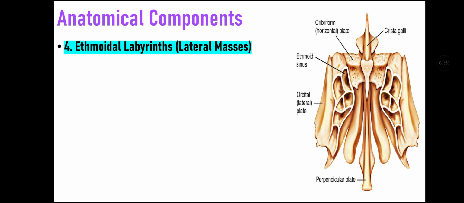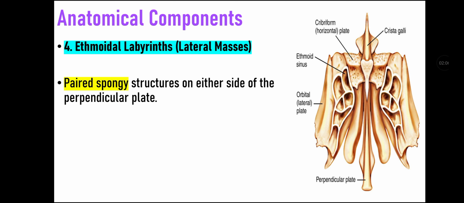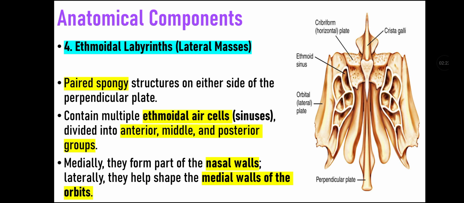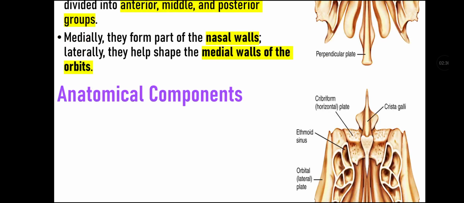Next anatomical part of ethmoid bone is ethmoidal labyrinth, that is also called as lateral masses or ethmoidal sinus area. As you can see here in the diagram, it is a paired spongy structure on either side of perpendicular plate. It contains multiple ethmoid air cells that are also called as ethmoidal air sinuses that divide it into anterior ethmoidal air sinuses, middle ethmoidal air sinuses, and posterior ethmoidal air sinuses. Medially, they form part of nasal wall, and laterally, they help shape the medial wall of the orbits.